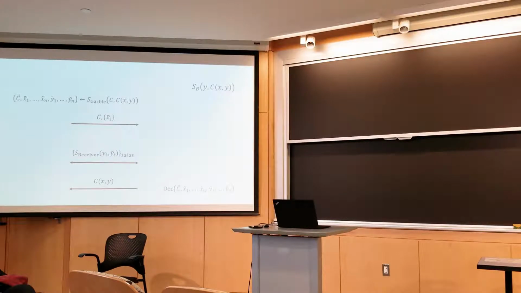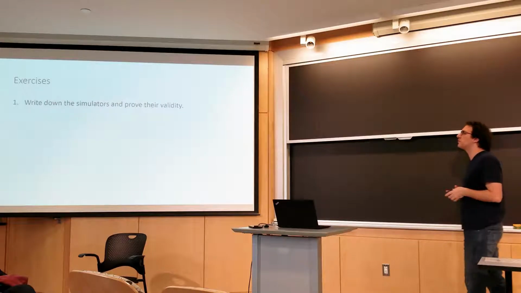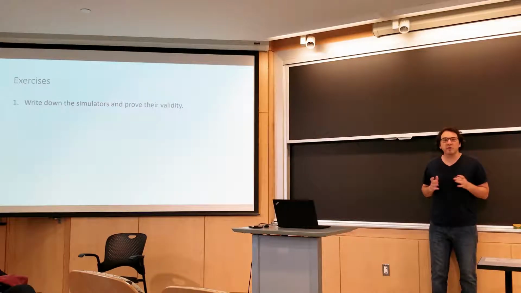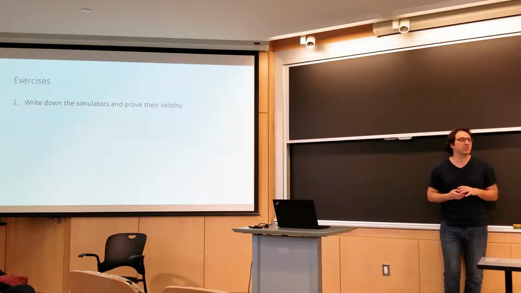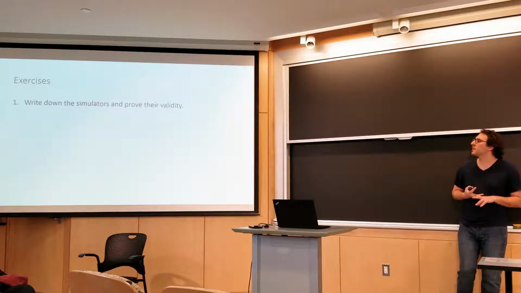You'll need to use both the definition of the garbling simulator and the OT simulator, and that's the exercise. So some more exercises. We talked about this one. Write down the simulators formally and prove that they're valid, prove that they're indistinguishable from the real execution. If you can do this, then you should feel pretty good about your understanding of the simulation paradigm and two-party computation, and also oblivious transfer and garbling.